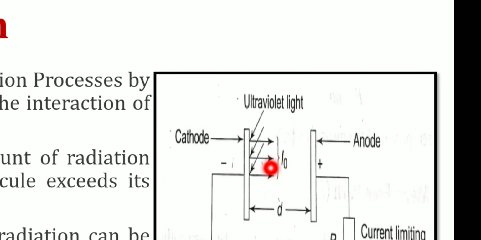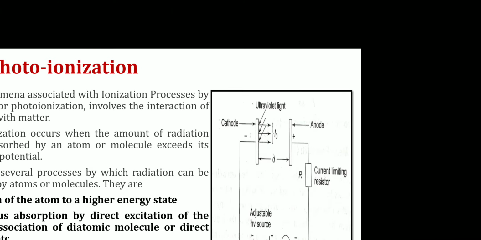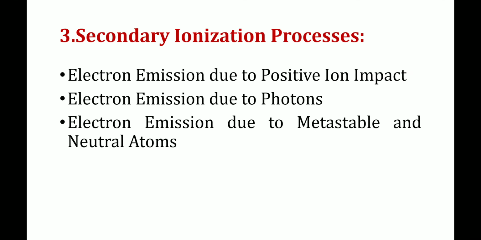Getting my point? So for the electron ejected by the positive ion impact, the probability of this process is measured as psi i itself. This is called the Townsend secondary ionization coefficient. Getting my point? That process will be explained in a detailed manner in the next class. So this is all about the positive ion impact. Due to this effect, electrons are emitted.